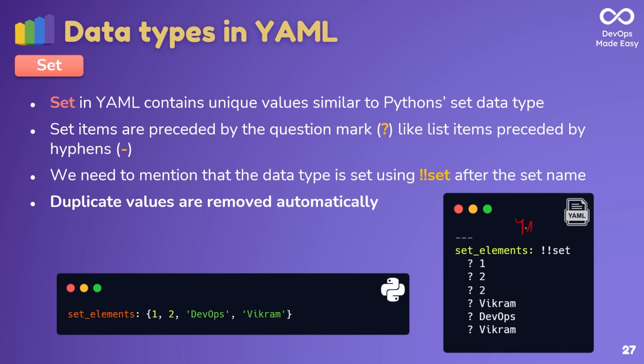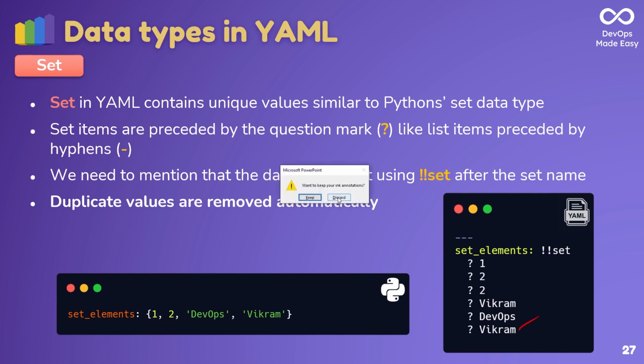Let's say this is in your YAML file. There are two duplicate values, two, and again there are duplicate names, Vikram. Once your Python program parses this data, these duplicate elements will be removed. Only one value will be retained and the other duplicate value will be removed.